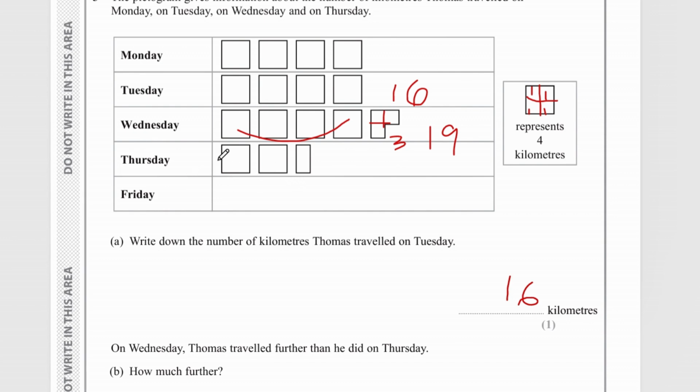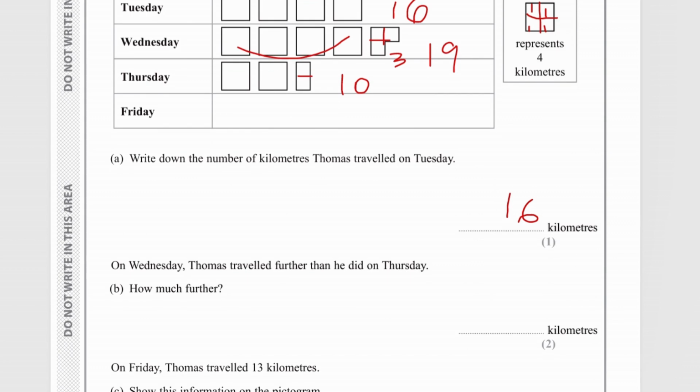And how much for Thursday? It is 4 plus 4, 8 plus 2, that is 10. So how much further? Wednesday and Thursday, 19 take away 10, and that will give you 9.